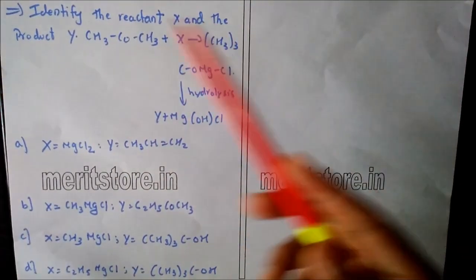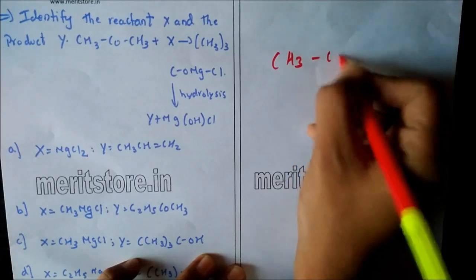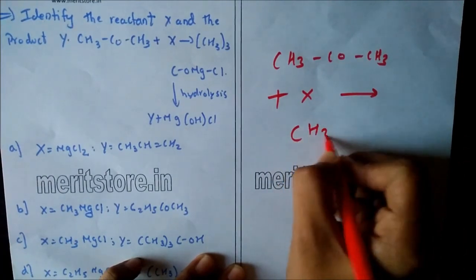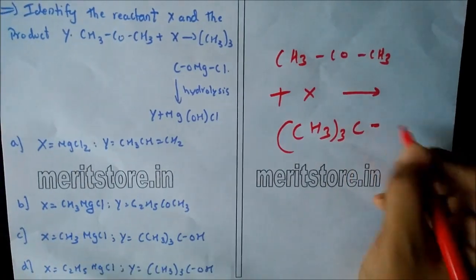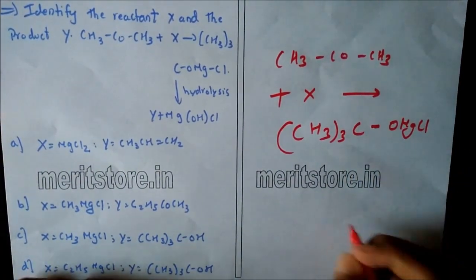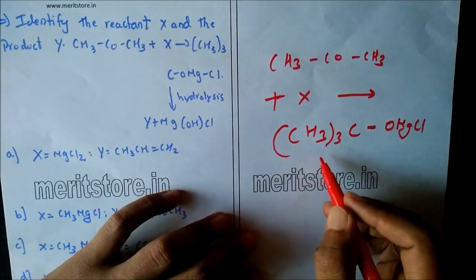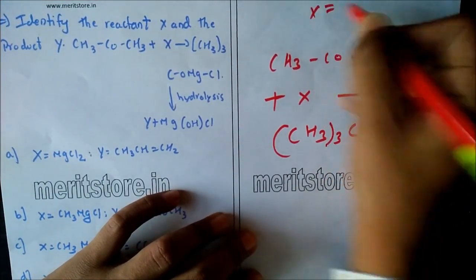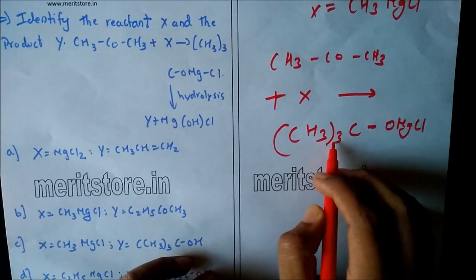Identify the reactant X and the product Y in the following reaction. Now, here are the different answers. Now, let's look at the reaction for once. CH3COCH3 reacts with X to give (CH3)3C-OMgCl. Now here, what is happening? There are two CH3 and one more CH3 is getting added, and an MgCl group is also getting added. So we can say that X is equal to CH3MgCl, because we get MgCl as well as one more CH3.